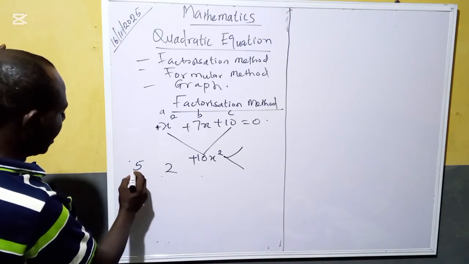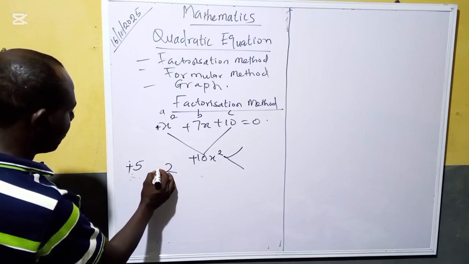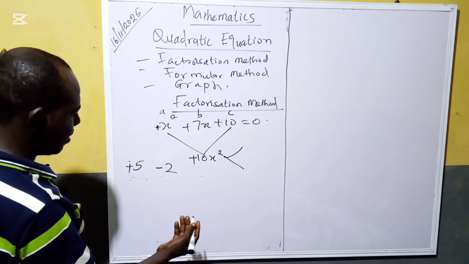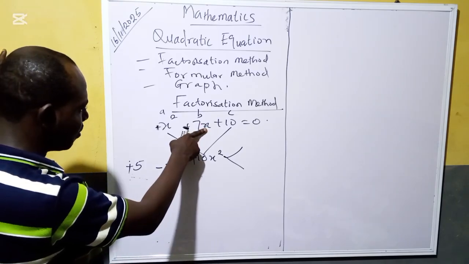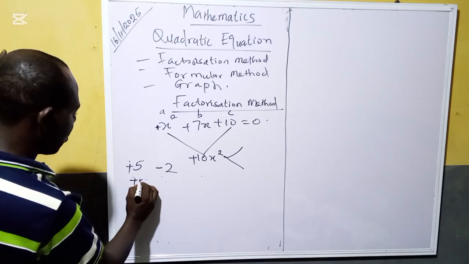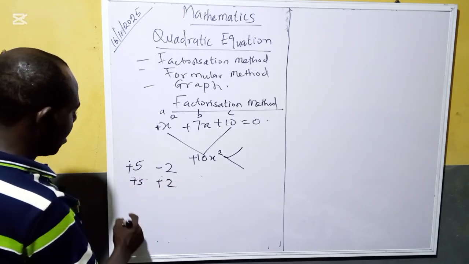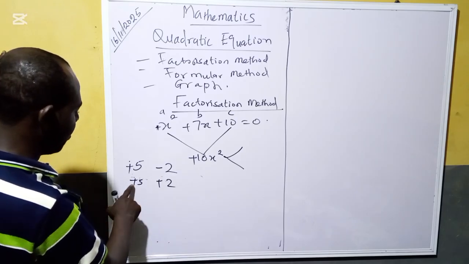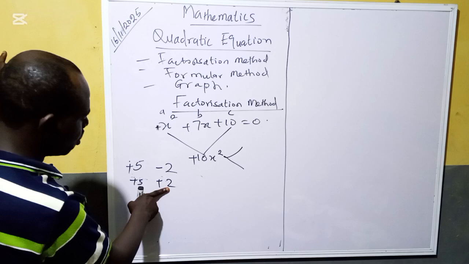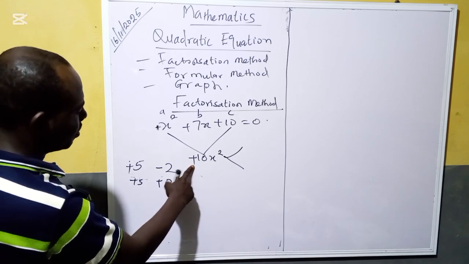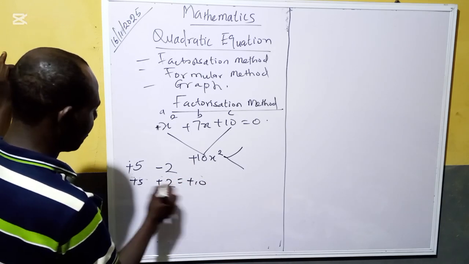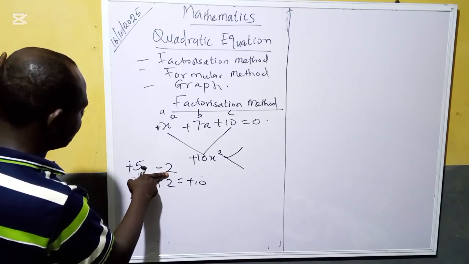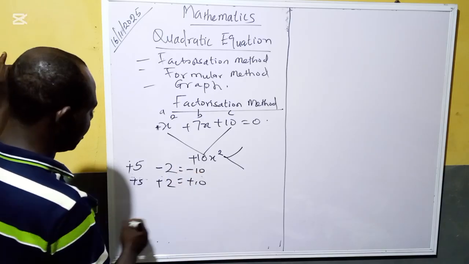Now, if I put plus 5 minus 2, that will give me 3, which is not equal to plus 7. I can also do plus 5 plus 2. Plus 5 plus 2 will give me plus 7, and plus 5 times plus 2, I'm going to get plus 10. This one gives me plus 10. Plus 5 times minus 2 will give me minus 10.